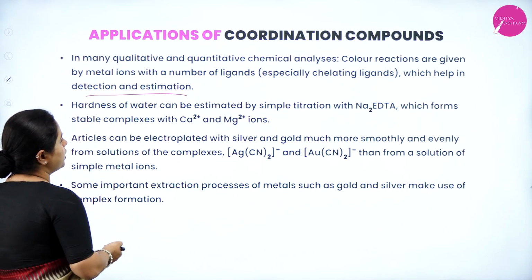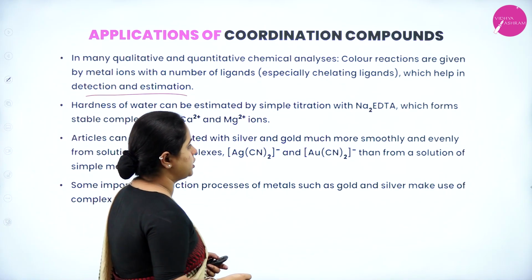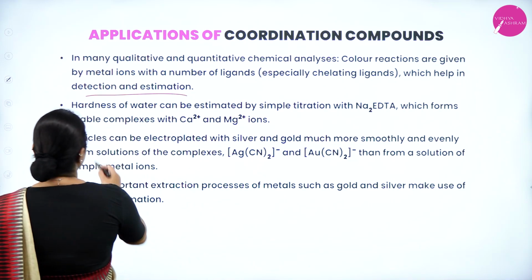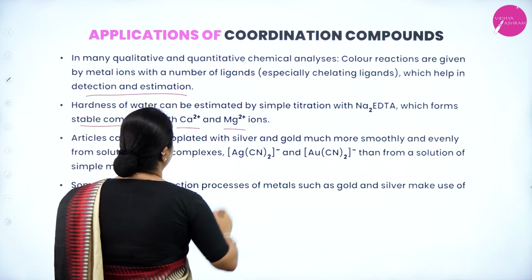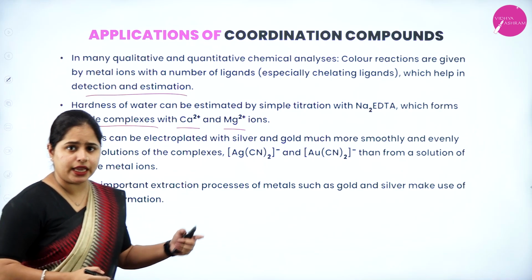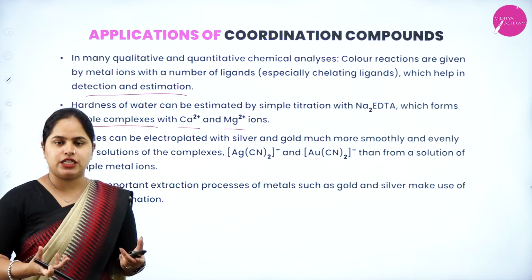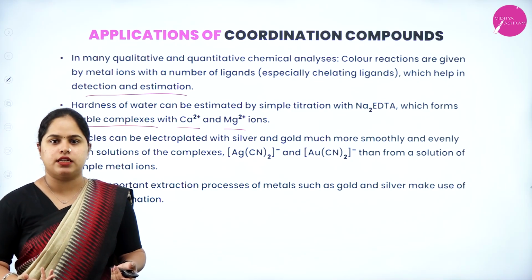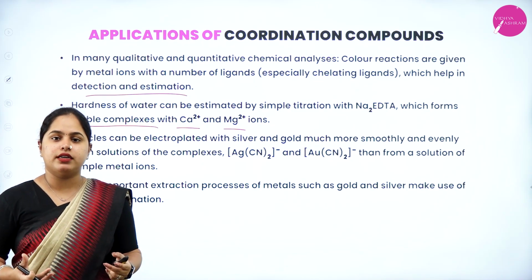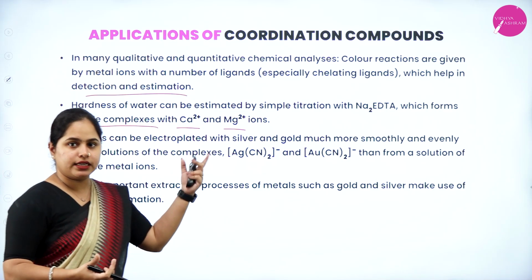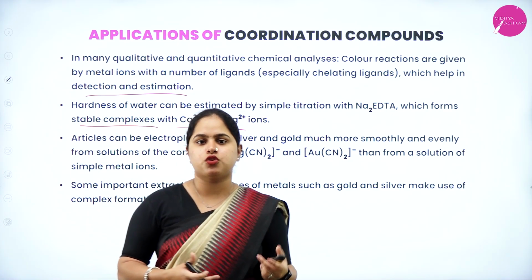Now, the hardness of water can be estimated by simple titration with EDTA, which forms stable complexes with calcium and magnesium. Ca2+ and Mg2+ are generally the ions which cause hardness of water. So how can we estimate the hardness of water? Using EDTA, a coordination compound, which forms a complex with these ions.